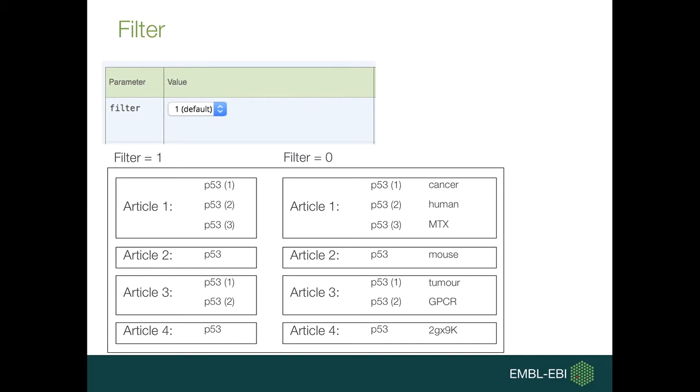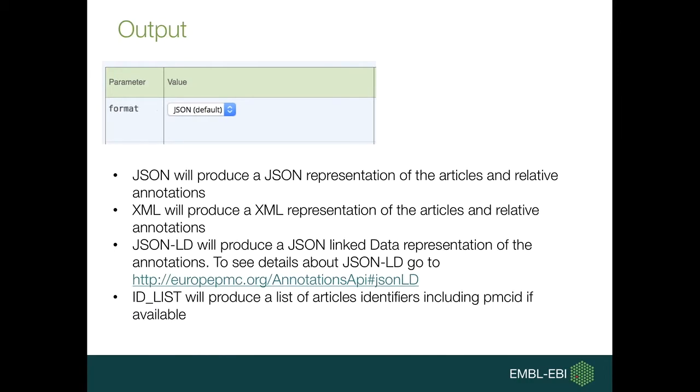If you want to find what other concepts are mentioned in papers on P53, you will search for P53 annotations with the filter set to 0 and get a list of articles which have at least one P53 mention annotated. And for this article list, you will get all available annotations, chemicals, proteins, organisms, you name it.